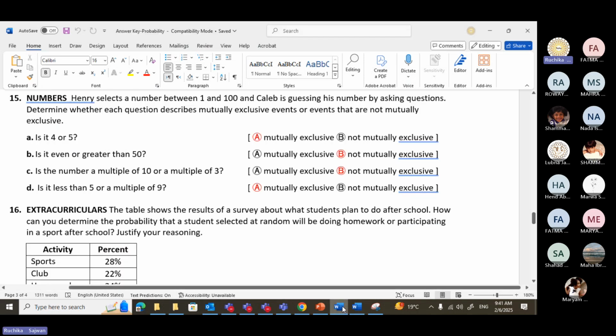So let's check. Is it even or greater than 50? There will be some even numbers which will be greater than 50, obviously, like 52, like 54. These are all even numbers as well as greater than 50. So they have something in common. So they cannot be mutually exclusive. Next one, is the number a multiple of 10 or a multiple of 3?